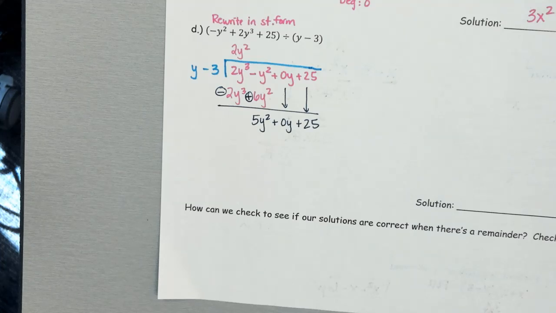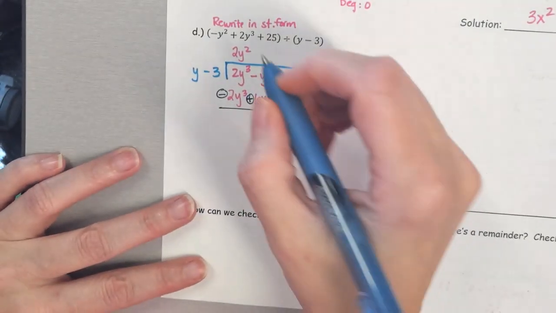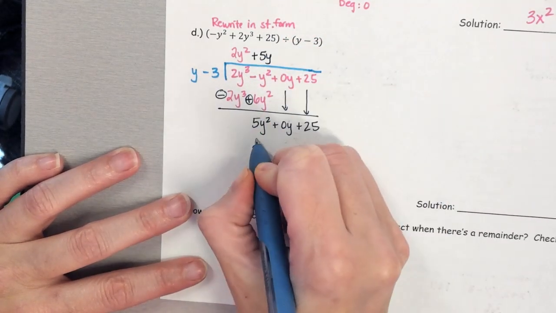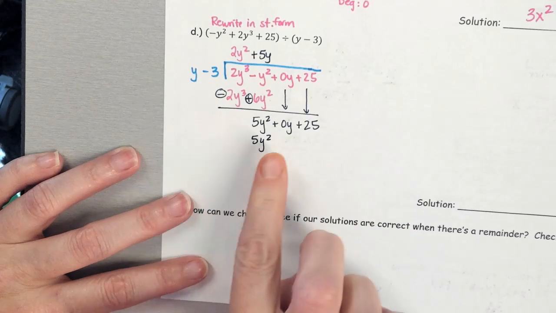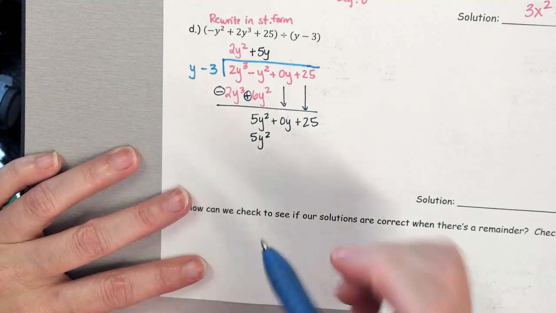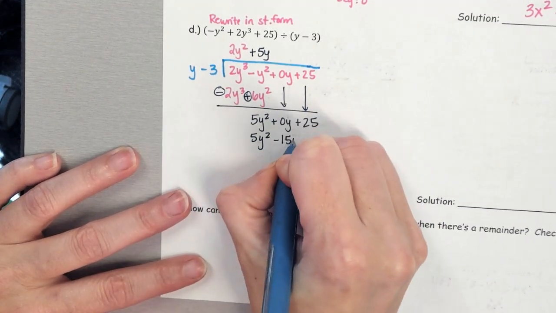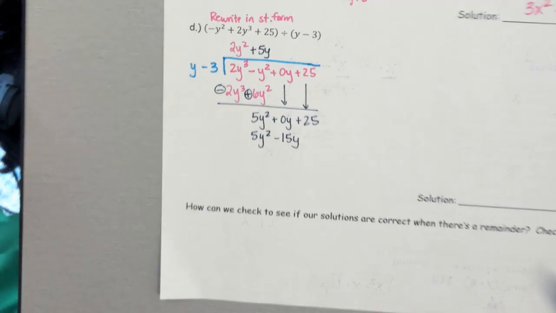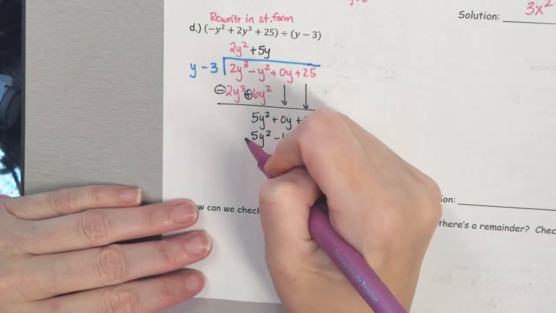All right, how do we do with this? What do we put up top? 5y. Good. So now when we do that, we have 5y squared, and this is why you want the 0y. So you should have negative 15y. If you didn't have the 0y, it would be on top of the 25. And sometimes people try to add them because they're in the same line, but they're not the same terms, and you can only add like terms together.